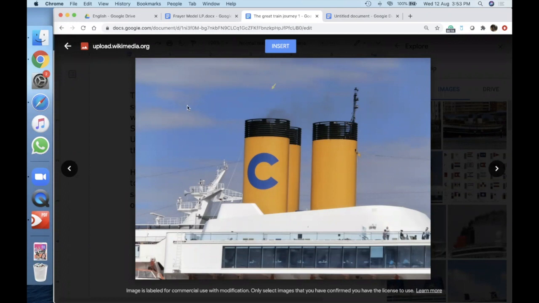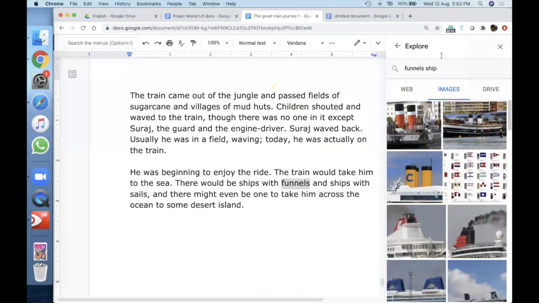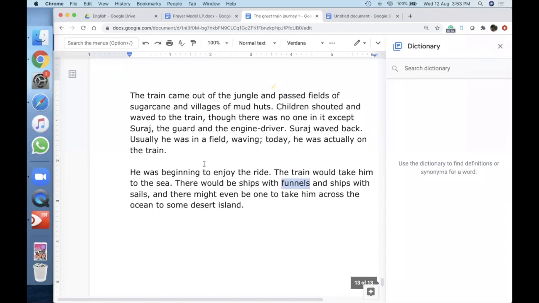So that is how you understand the meaning of a word. But I want everyone to do the Freyer's model to understand the meaning of the word funnel. Then we can check in the next class. Yes, Srinivas, you have a question? No, sir. Okay.